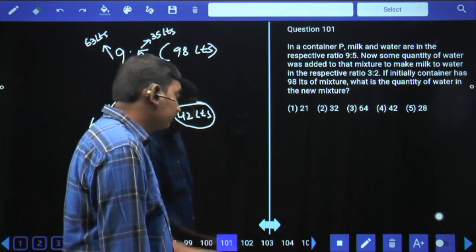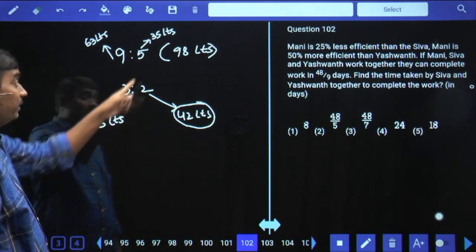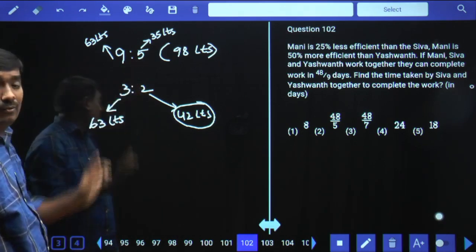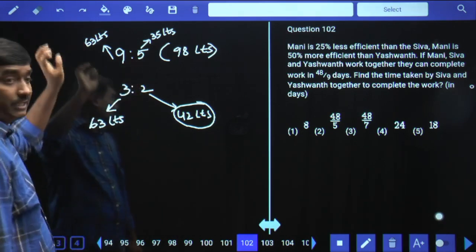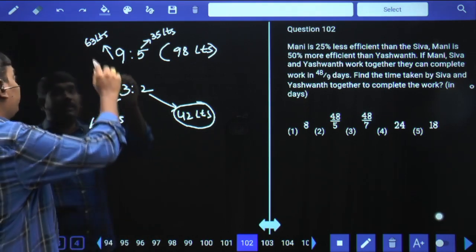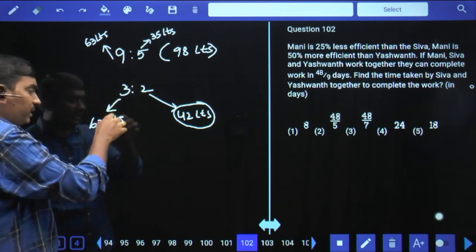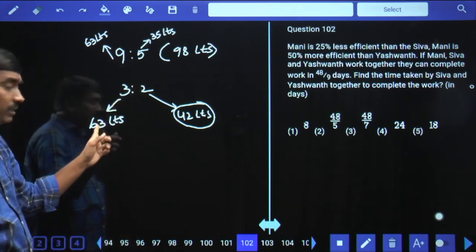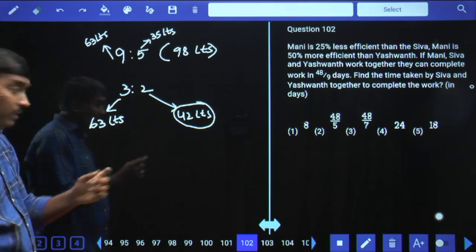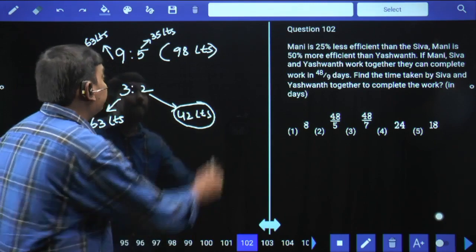Fourth option. Why? Because there is no change in milk quantity, because we are adding only water. Initial milk is 63, final milk is also 63. But initially 63 was represented by 9 parts, and right now 63 is represented by 3 parts only. So 3 parts value 63, then 1 part value 21. Water is 2 parts, 2 twenty-ones are 42 liters.